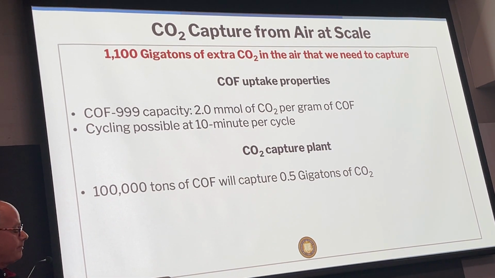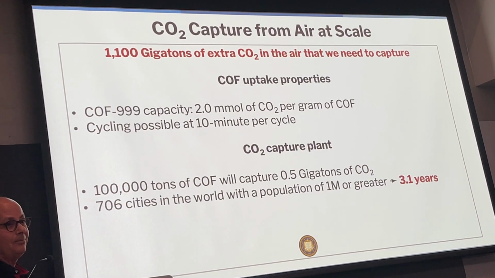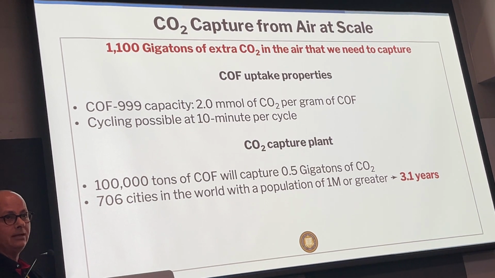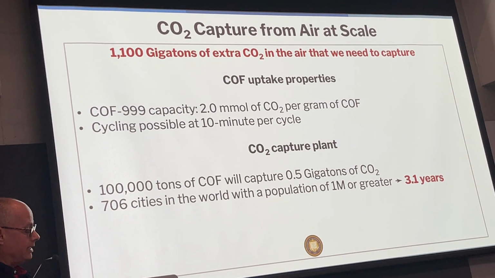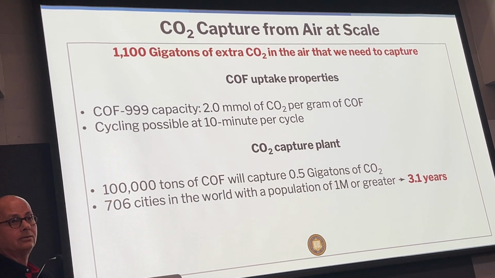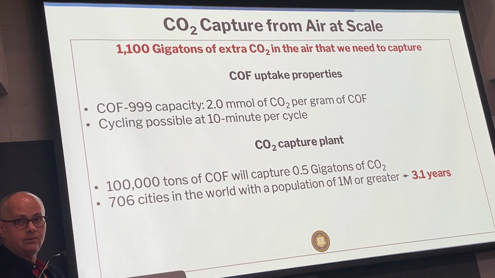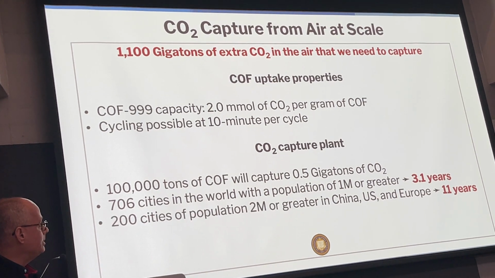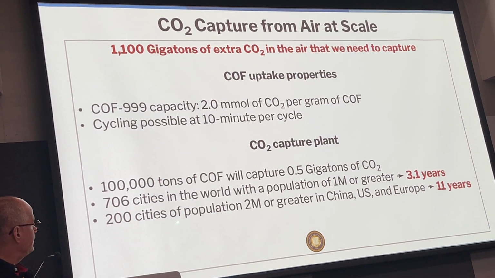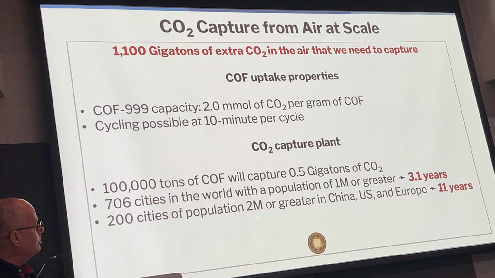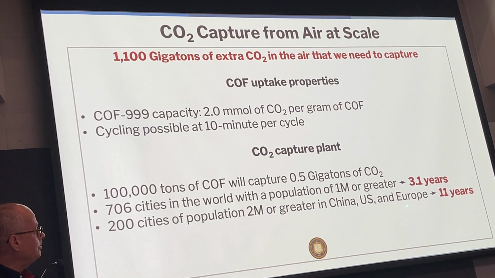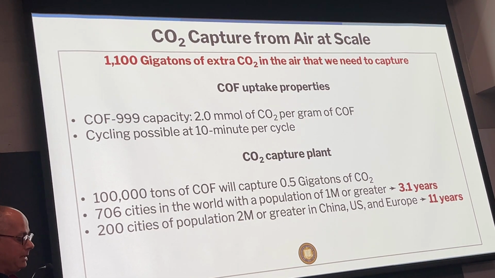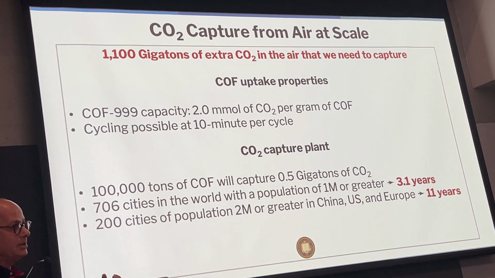But if you have 700 plants or so in cities around the world that have a population of 1 million or more, it will take us only 3 years or so to take away all that extra CO2 out of the air, okay? And that's your quanta. You can divide it in the way you want. If you want just 200 cities that are 2 million or greater in China, US, and Europe, it'd be 11 years. It's doable.